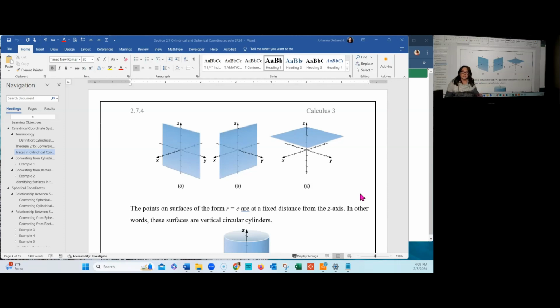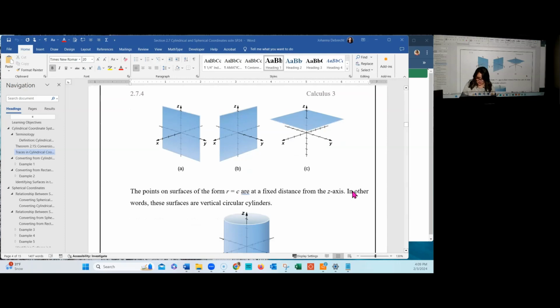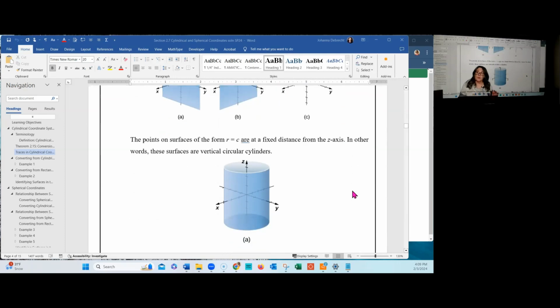If we look down here in the cylindrical coordinate system, remember the cylindrical coordinate system is given in terms of r, theta, z, so polar plus z. If I fix r to be a constant, then this will give me the series of points that are a fixed distance from the z-axis, which produces, of course, these vertical circular cylinders.